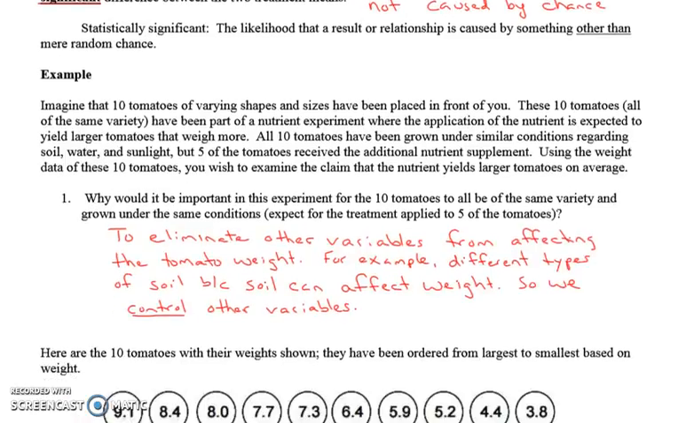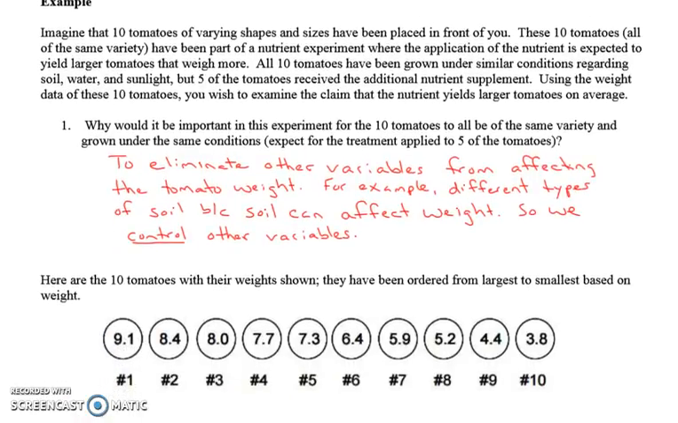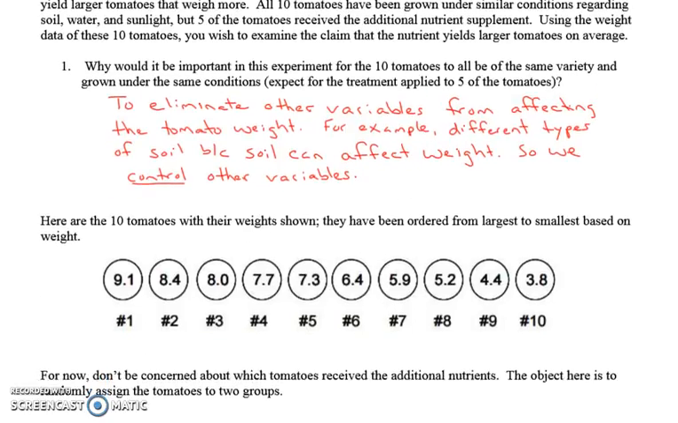Now when we looked at the first example, they talked about putting tomatoes into different groups to see if a certain nutrient applied to the tomatoes helps them grow, and we check their weight. Why is it important in this experiment for the 10 tomatoes to be all the same variety and grow under the same condition? Because we want to eliminate other variables from affecting the weight. We're trying to control other variables, such as sunlight and soil type, because those can have an effect on the weight of the tomato, and I want to see if it's the nutrients that have the effect. You don't have to have my exact words written down, but you want to have something like that.